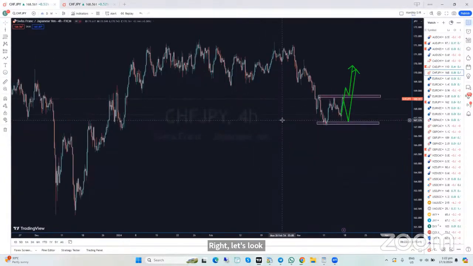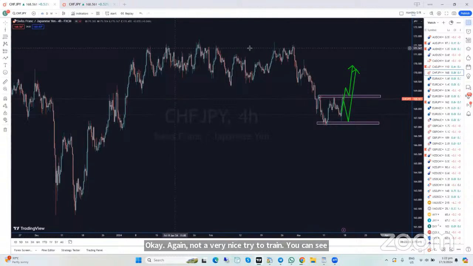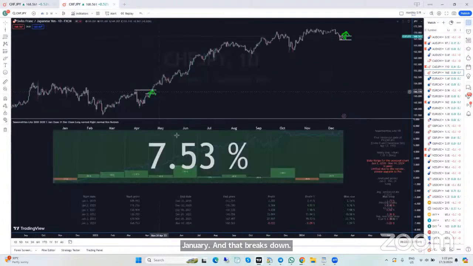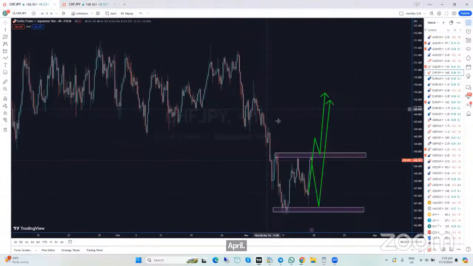Okay. Again, not a very nice chart to trade. You can see a very, very huge consolidation since January, and then it breaks down. Now, seasonally, it's supposed to be bullish, but again, nothing is confirmed in Forex trading. We just need for our setup to appear. What I like about this is that there's actually a pretty significant gain in Feb, March, and April. So I'm looking for any sort of setup that I may possibly enter.